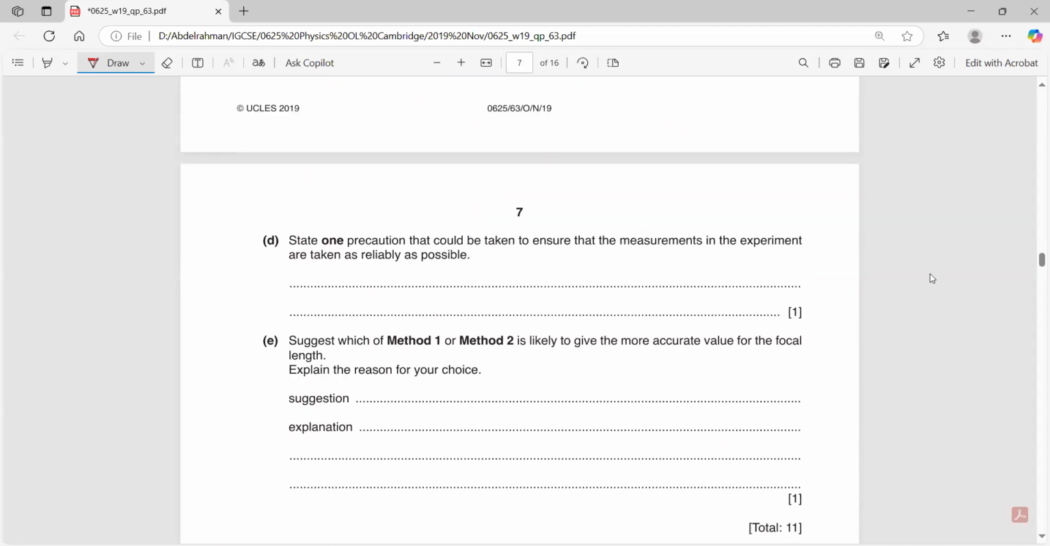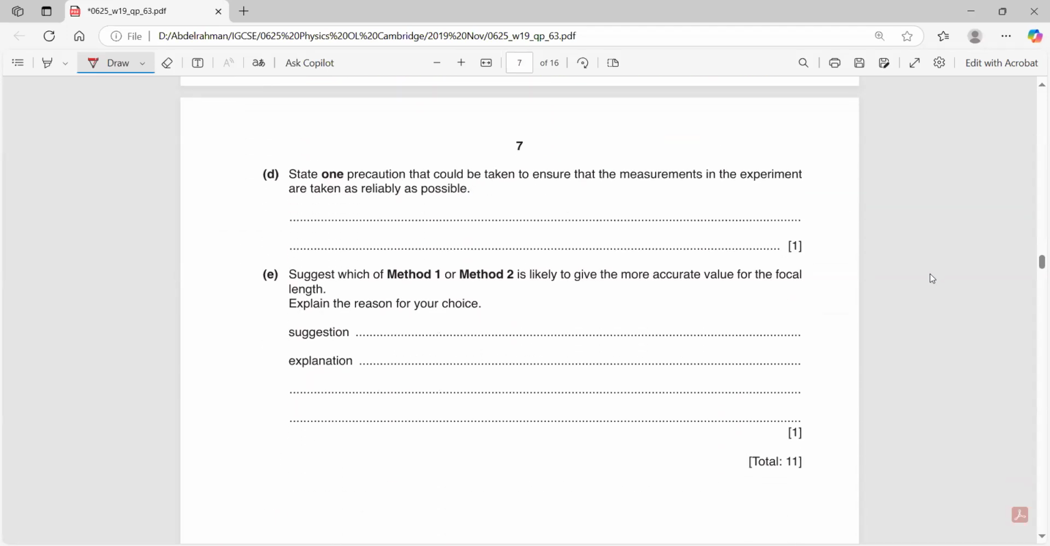State one precaution that could be taken to ensure the measurements of this experiment are taken as reliably as possible. One of the precautions we have memorized for this type of experiment is to make sure that the object, lens, and screen are perpendicular on a horizontal surface.